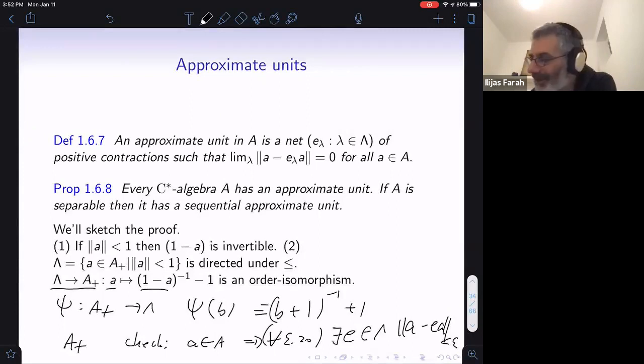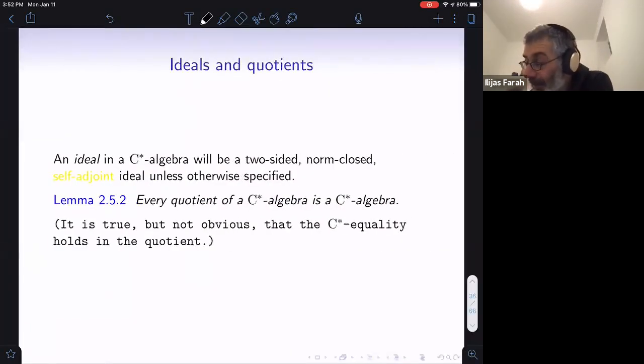Okay, no questions? Right. Okay, so here is the first application of approximate units, ideals and quotients. Now, ideals in a C-star algebra, there are all sorts of different ideals, but unless otherwise specified, in this course an ideal is always going to be a two-sided, norm-closed, and self-adjoint ideal. As you can see, self-adjoint is barely visible because it's redundant. One can prove that two-sided norm-closed actually implies self-adjoint, but that doesn't matter. So self-adjoint just means that J is equal to J star.